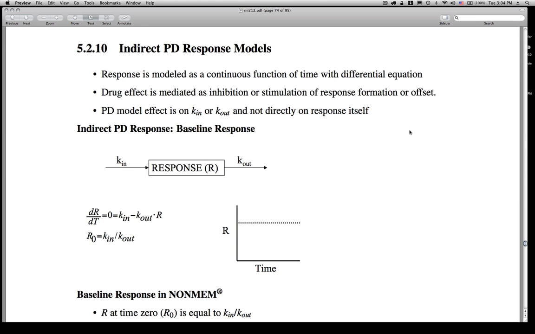All right. Next topic is more on indirect relationships, but a different mechanism for modeling them: the indirect pharmacodynamic response models. And the key here is that now response is not some prediction that is a function of a compartmental concentration. Response is actually an observed compartmental concentration or amount. So the response is described as the quantity in that compartment. And the way the drug effect is mediated is by either inhibiting or stimulating the formation or elimination of the response.